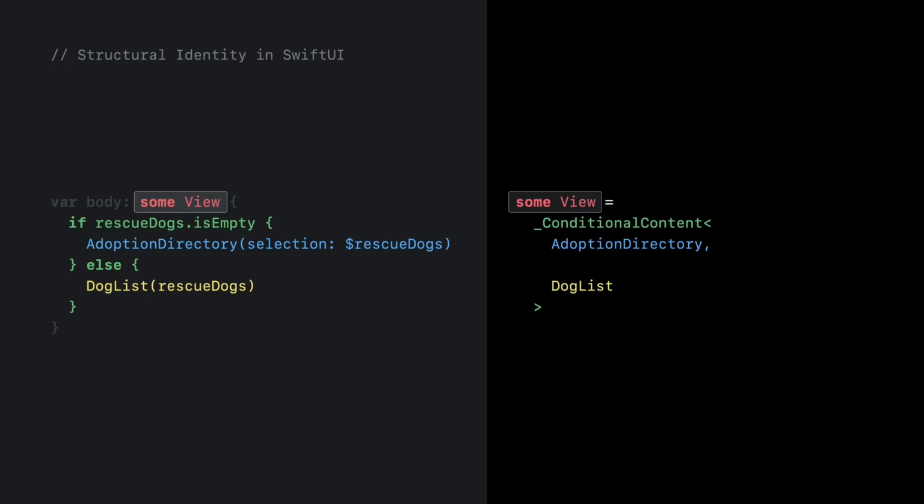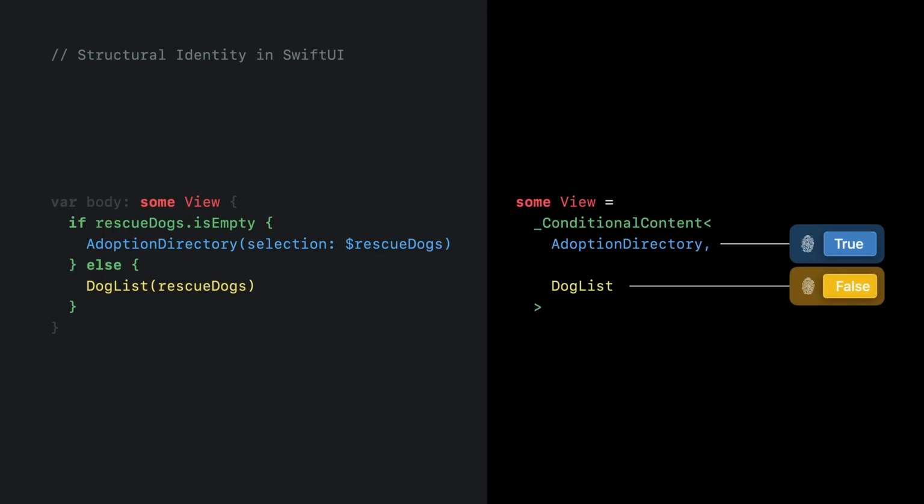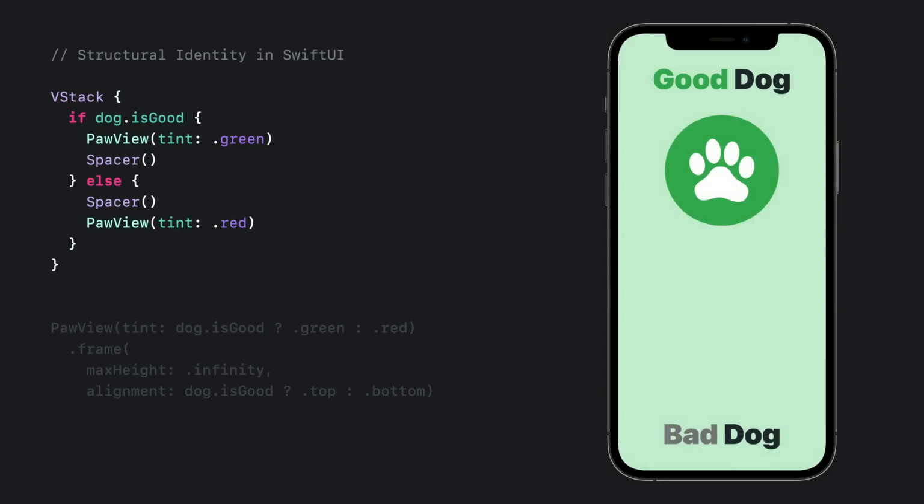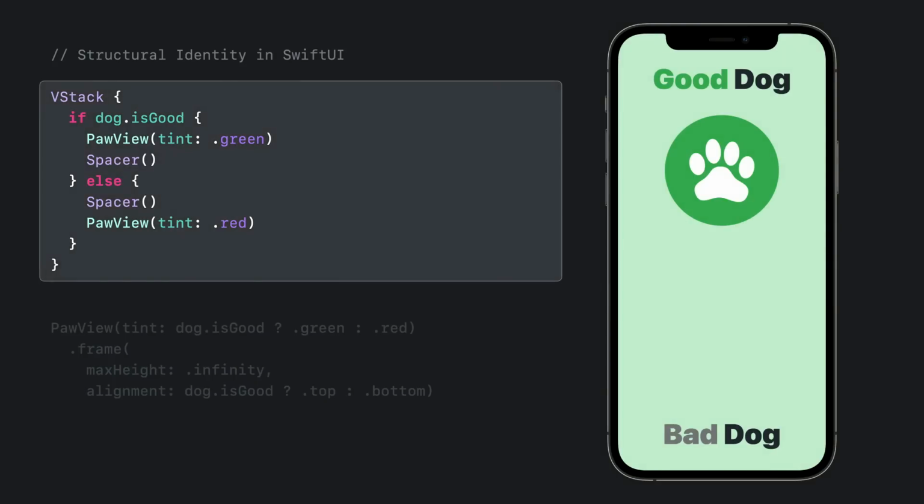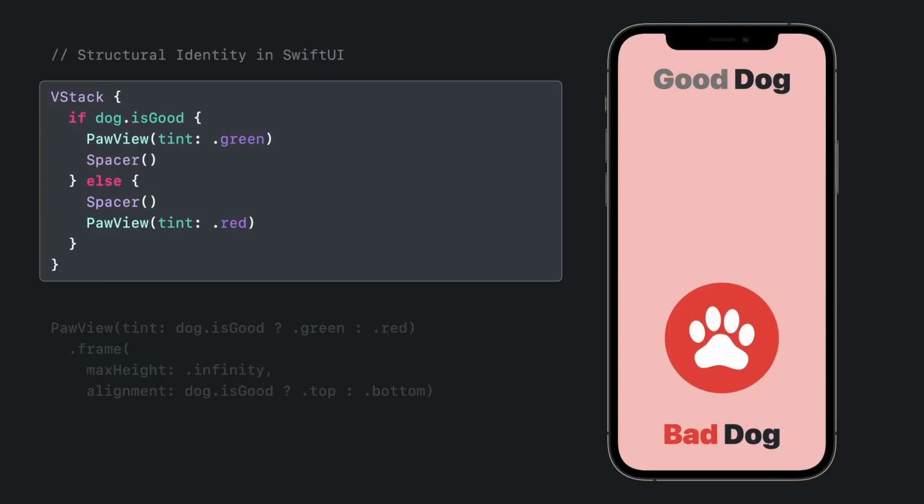Using this generic type, SwiftUI can guarantee that the true view will always be the adoption directory, while the false view will always be the dog list, allowing them to be assigned an implicit, stable identity behind the scenes. In fact, this is the key to understanding the good dog, bad dog app from earlier. With the code on the top, we have an if statement that defines different views for each conditional branch. This will cause the views to transition in and out, because SwiftUI understands that each branch of the if statement represents a different view with a distinct identity.